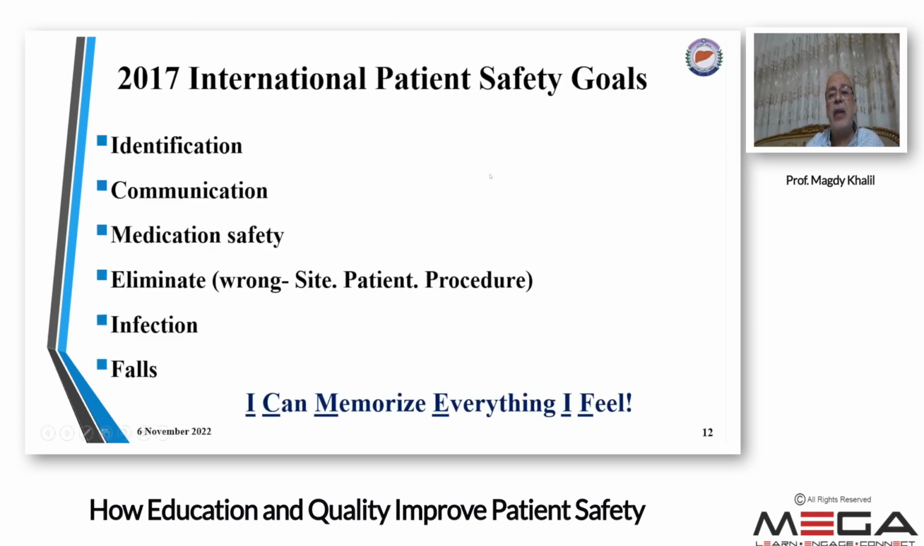What is safety? Let us come to the specific parameters of safety: identification, communication, medication safety, eliminating wrong side, wrong patient, wrong procedure, and so on, infection and falls. If you forget these 6 parameters, just remind yourself. So again: identification, communication skills between the practitioners, medication safety, eliminate wrong side, and so on, infection and falls. All of these are the unsafe events that might happen to the patient.